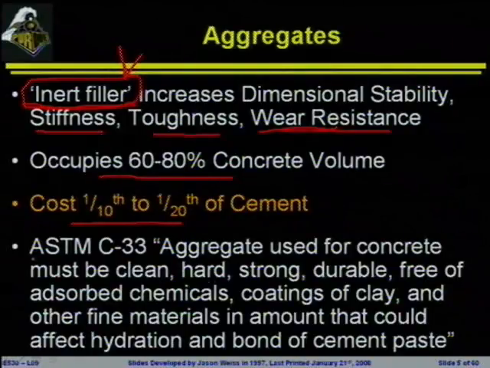And I will give you the ASTM C33 definition. C33 is the rules for what an aggregate is. Aggregate must be clean, hard, strong, durable, free of absorbed chemicals, coatings of clay, other fine materials that could affect hydration, bond, or cement paste. Now again, that's an ideal aggregate.